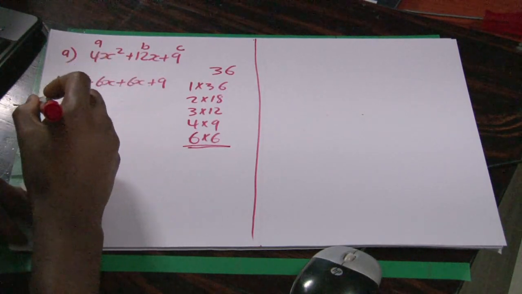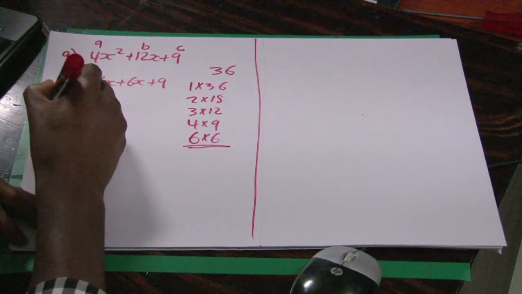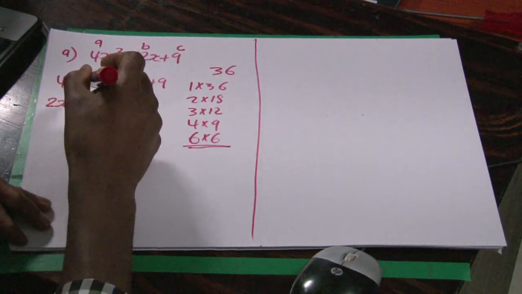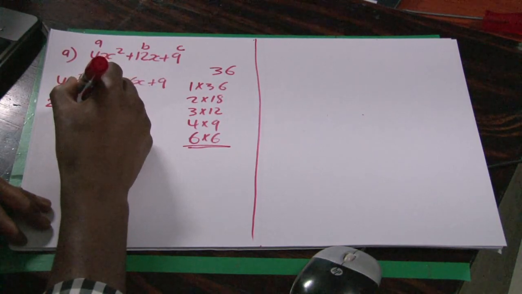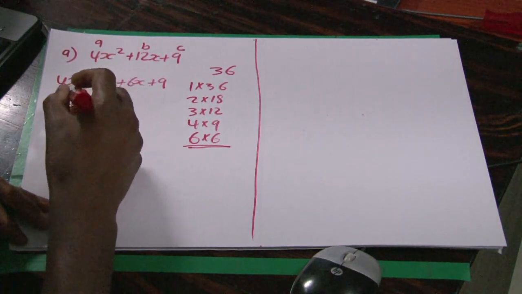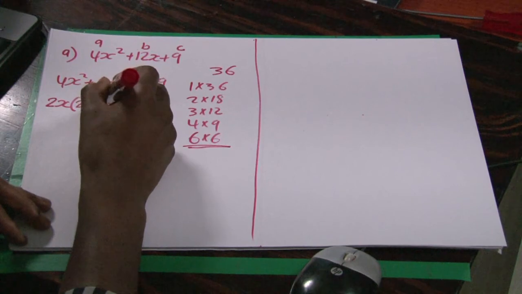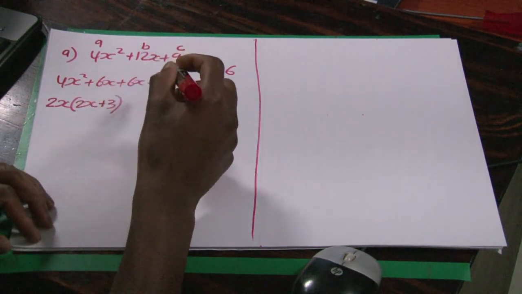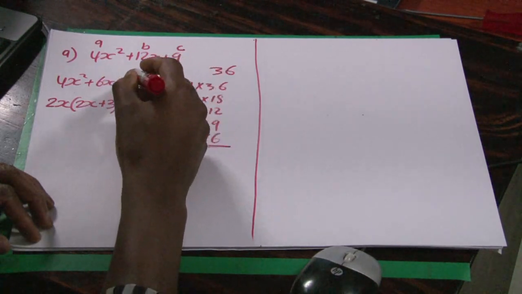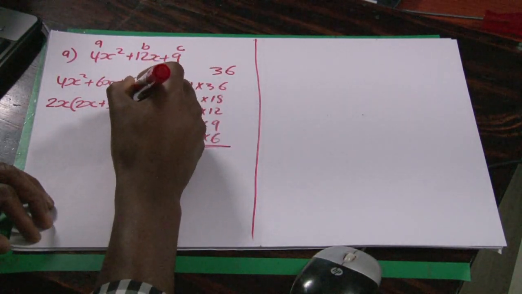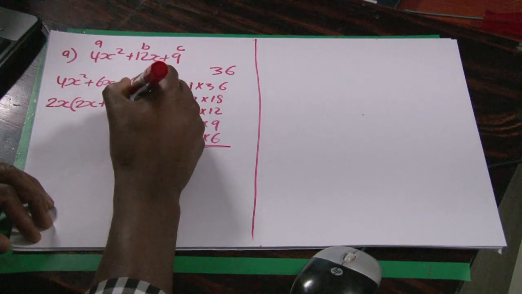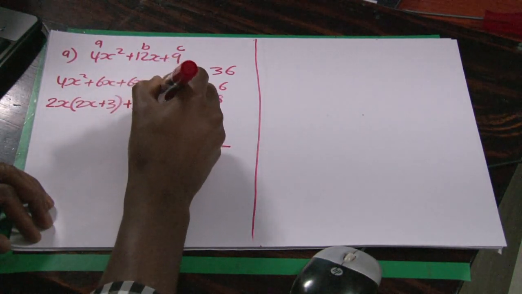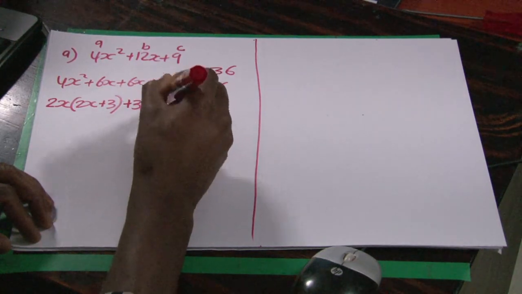You can divide by 2. If you are dividing by 2, that's now 2x, open brackets. 4x divided by 2x will give you 2x. 6x divided by 2x will give you 3, which is now plus 3. Then you also have here, what's common there? You can divide both of them by 3. So that will be plus 3, open brackets, 2x plus 3.